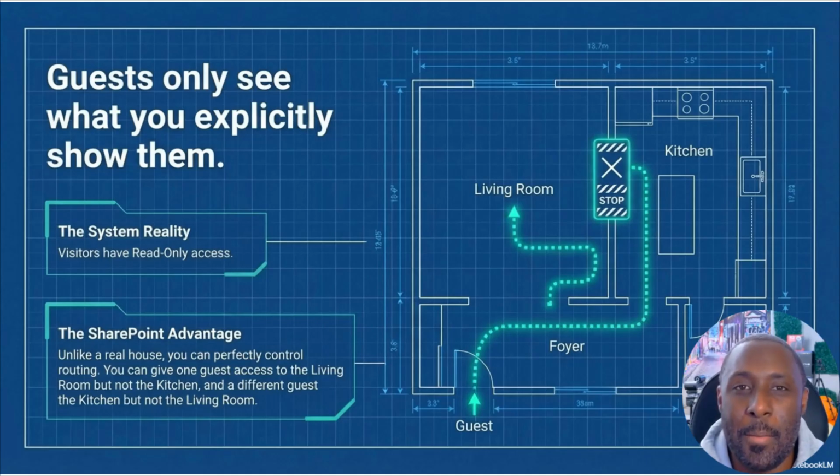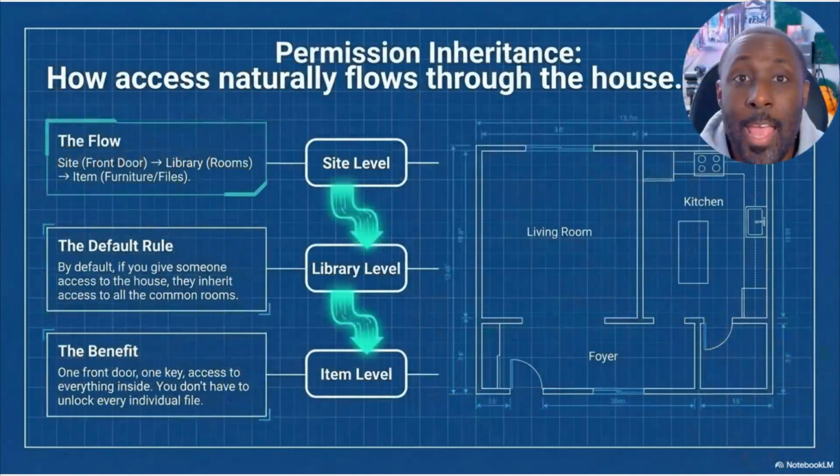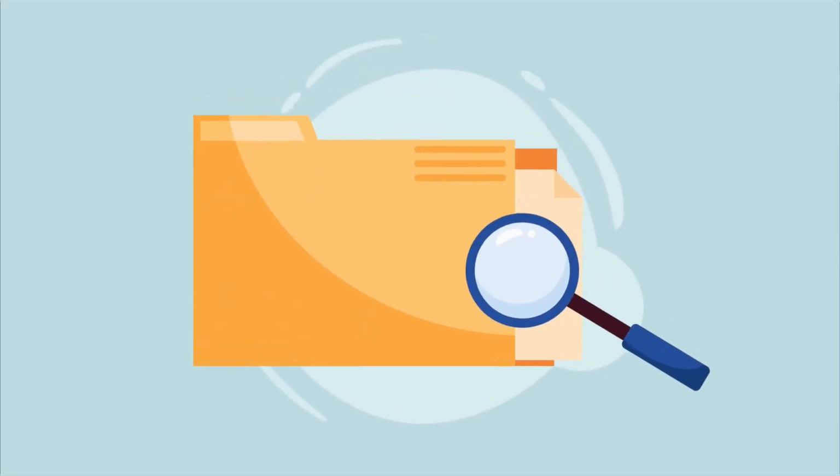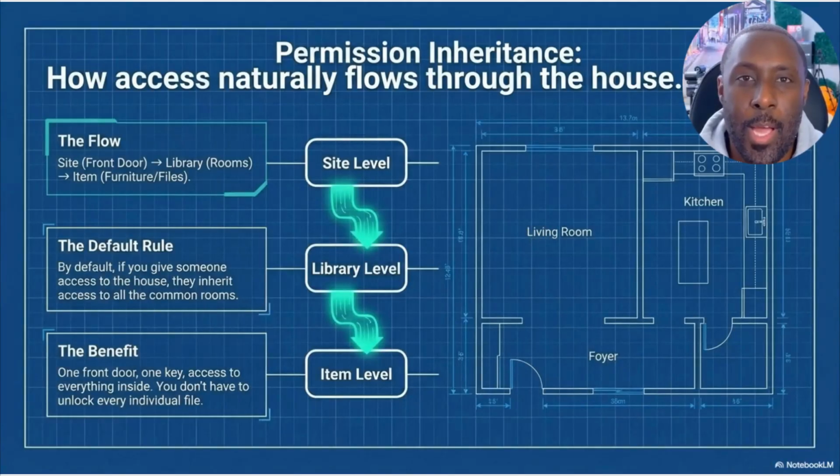Selective access is a powerful tool when utilized effectively. By default, everything in your SharePoint site inherits access from the top level. Permissions set at the site level flow down to libraries, and permissions at the library level flow down to individual items. So if you have access to the front door, you have access to the rooms. And if you have access to a room, you have access to everything stored inside it. That's inheritance working exactly as designed.